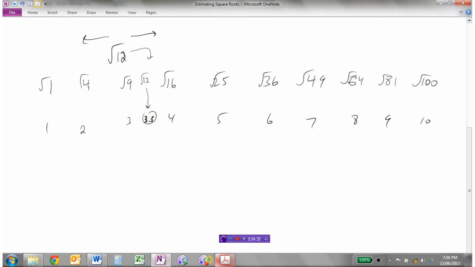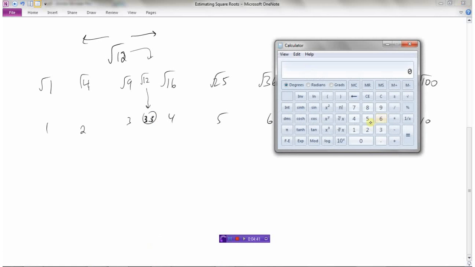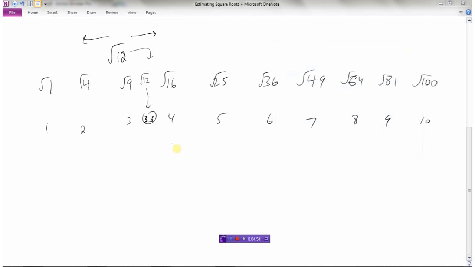And if you want, you can just double check on a calculator. So what are we doing? The square root of 12 is 3.464, and so on. So, yeah, 3.5 is a pretty close estimate. You don't have to be bang on, but you should be reasonably close, within a tenth of a decimal. Let's try another number.